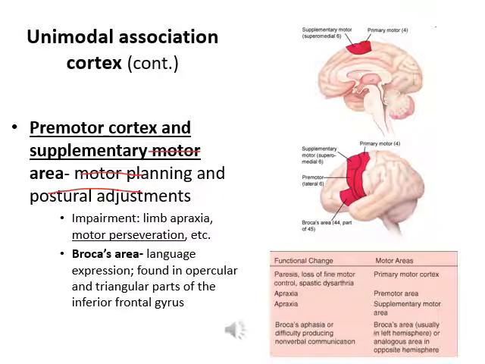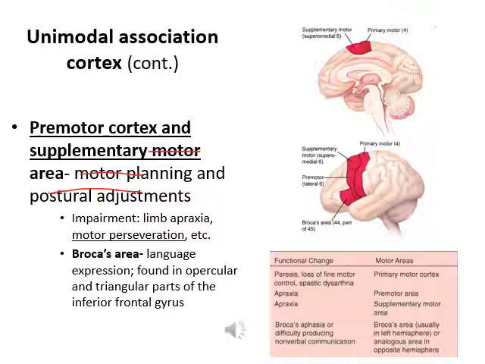The other unimodal association cortex is the area for the primary motor cortex. This area includes the premotor cortex and the supplementary motor cortex. This area is for motor planning, motor sequencing, and motor execution, and also for postural adjustment. So the impairment of this area could include limb apraxia and motor perseveration.